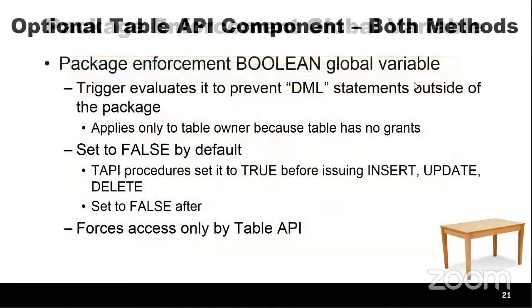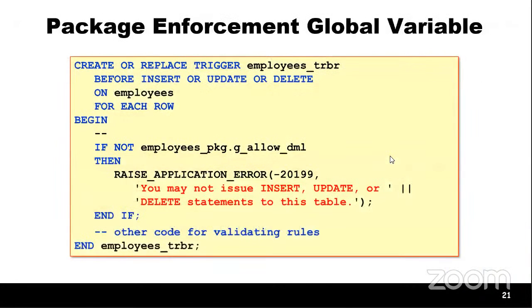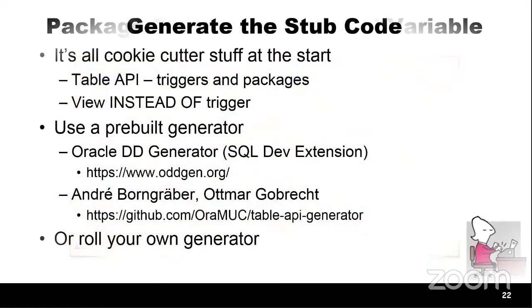Okay, so that was the optional table API component I was just showing, which is that trigger that stops DML if there's an insert issued to the table directly. So this is just all explaining what I just showed you, and that's the trigger statement again in living color. So that's kind of the whole idea about all this.